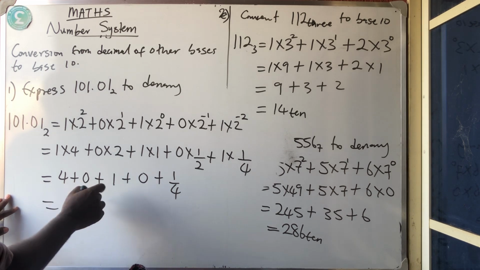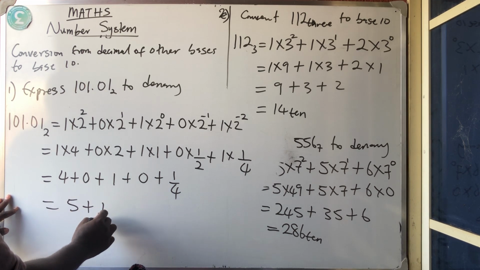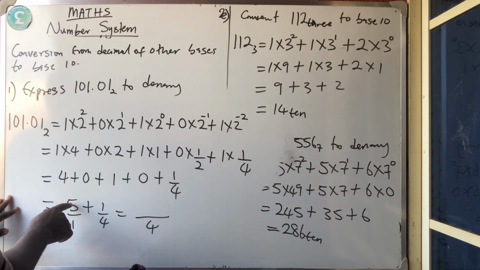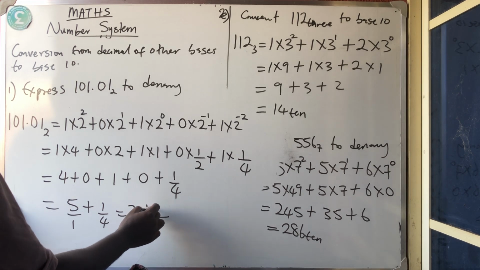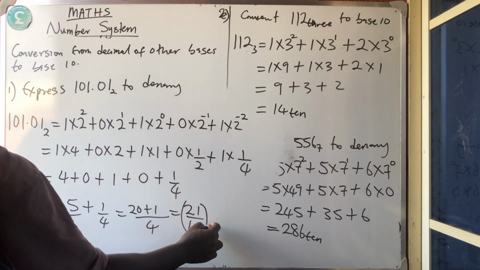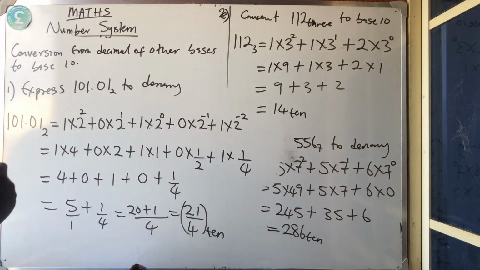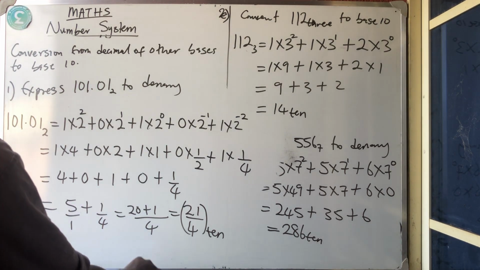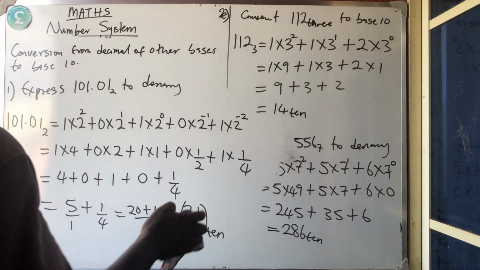I'm having 5 plus 1 over 4, which is what? The LCM is 4. 4 divided by this, 4. 4 times 5, 20. 20 plus 1, which is giving me 21 over 4 in base 10. Or you press your calculator, 21 over 4 to give you in decimal as well. So that is that. Number 2.